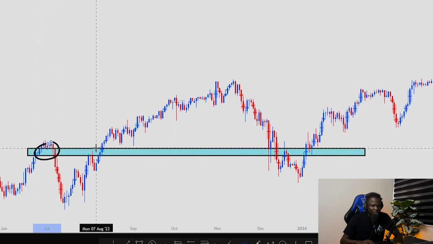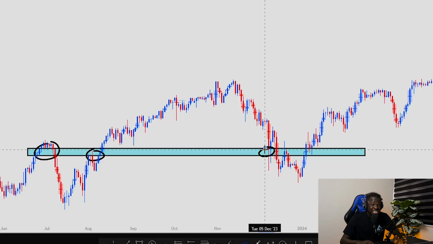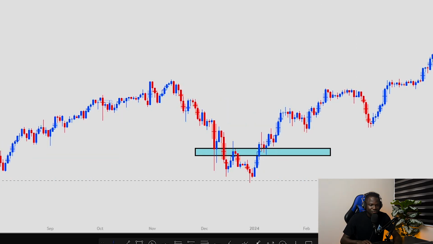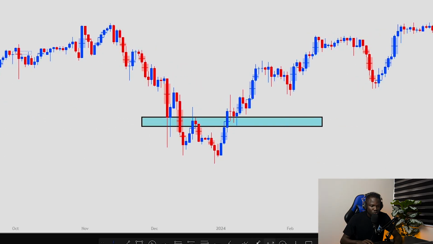Price reacted here, price reacted here, price reacted here. You need a minimum of 3 touches. Now this is the 4th time, this is the 5th time. Now what happened when price action came back again in the future? Price sold down, retested this support key level zone, then price bought.